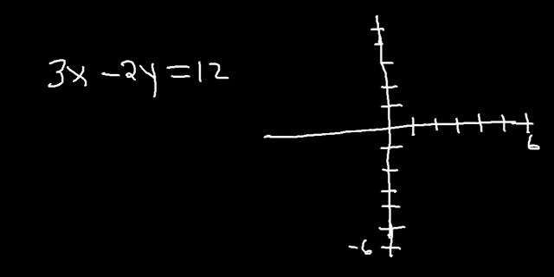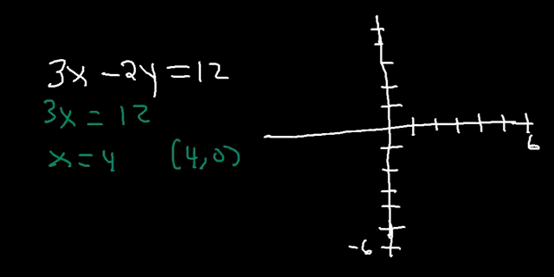So let's find the x-intercept. If we plug in 0 for y, the 2y disappears. So we're just going to get 3x is equal to 12. And if we divide both sides by 3, 12 divided by 3 is 4. So we get the point 4 comma 0.